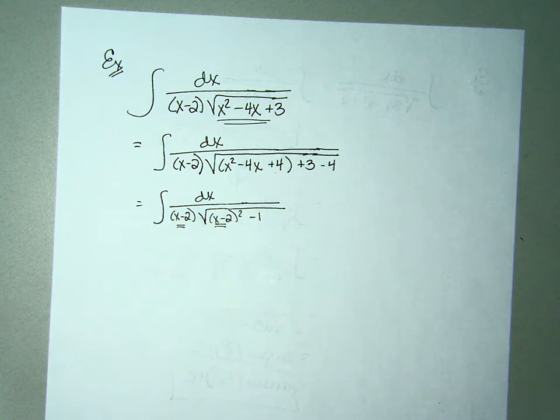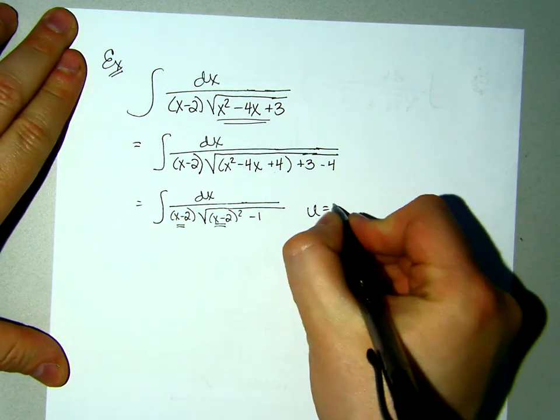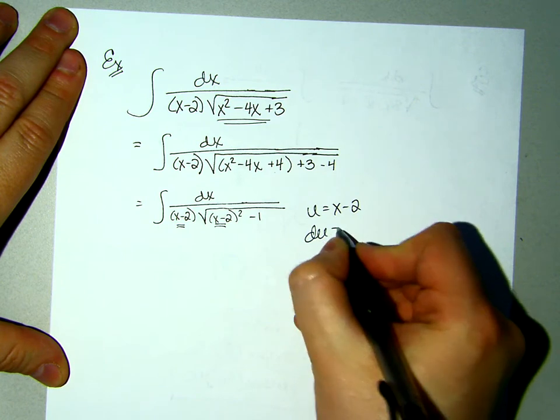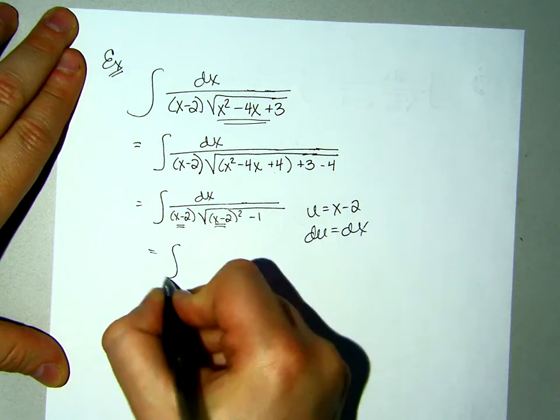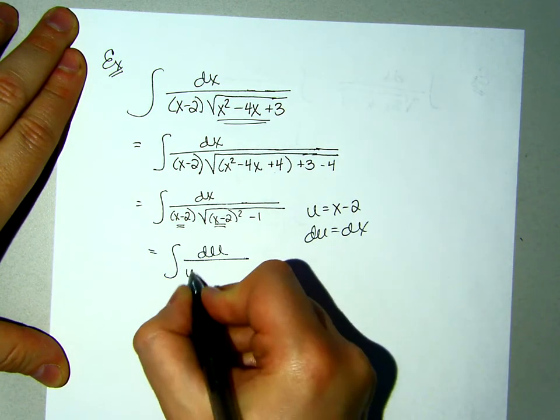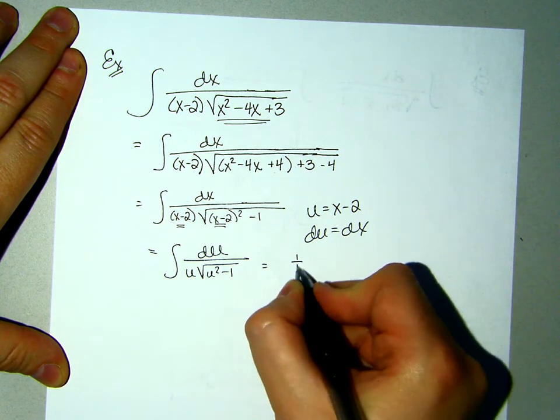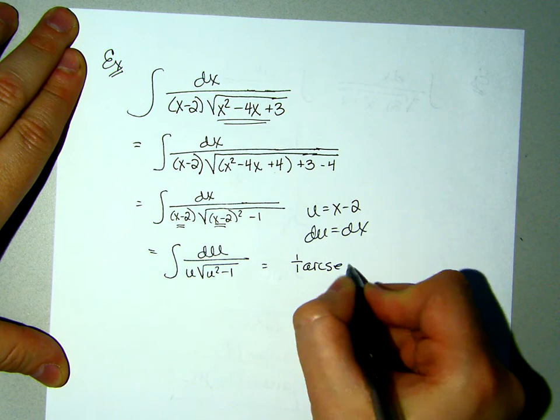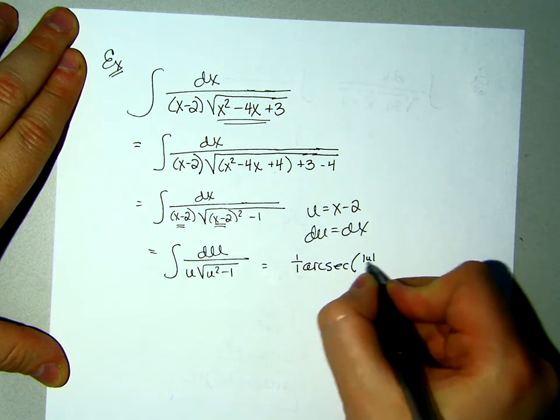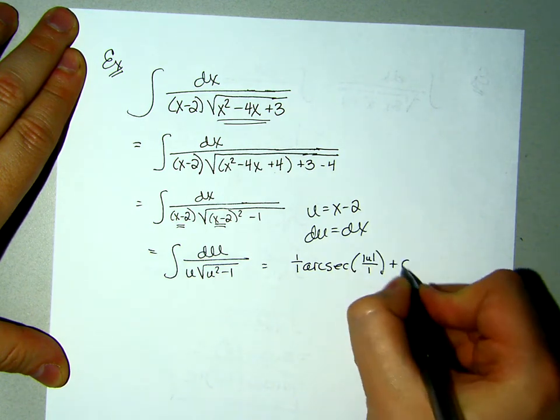U is x minus 2. du is dx. du over u times the square root of u squared minus 1. 1 over 1, I guess that doesn't matter. Arcsecant, absolute value of u over 1.